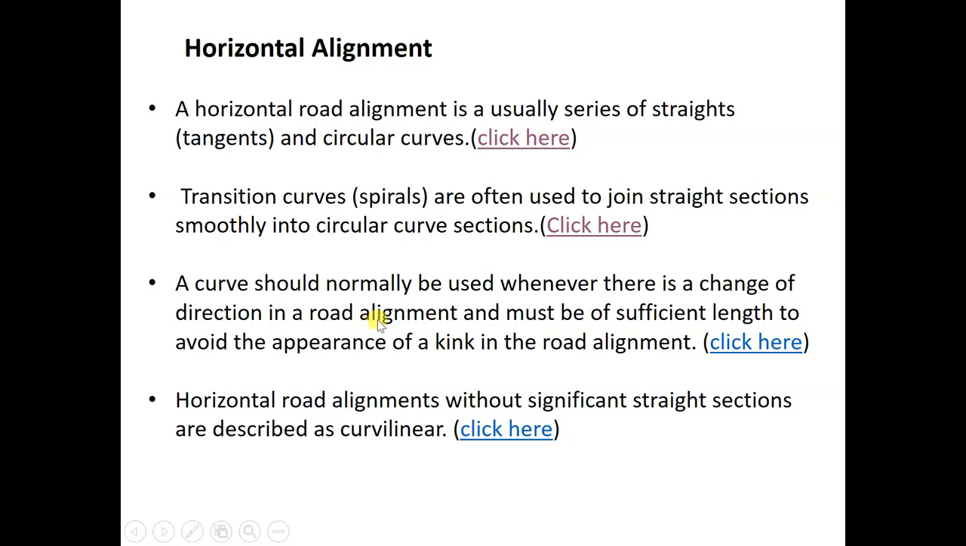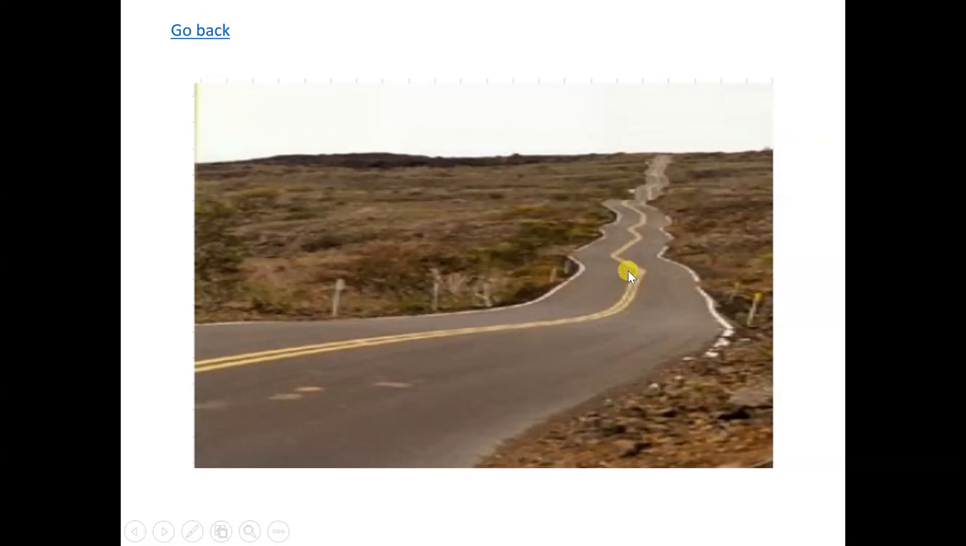A curve should normally be used whenever there is a change of direction in a road alignment and must be of sufficient length to avoid the appearance of a kink in the road alignment. So when there's a change of direction, we need to provide a curve, but the curve needs to be of sufficient length. That means the length of the curve, sustained by the radius, should be sufficiently long. If it's too abrupt or too short, it will have a lot of kink, a very short change of direction, which is very unsightly and dangerous as well.